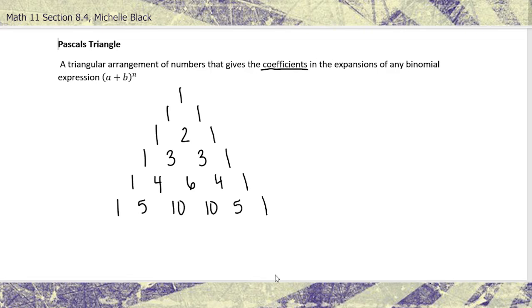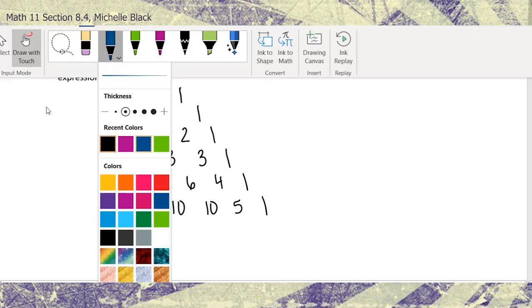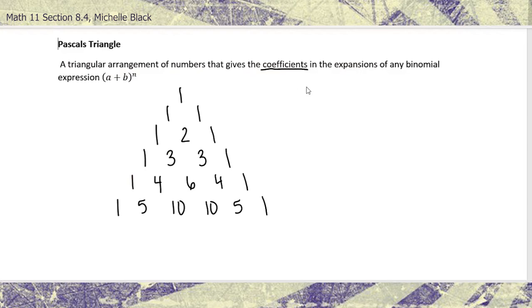And so on. Now, what does this actually refer to? So this first row here, where we just have a 1, is referring to the coefficient for our binomial expansion of a plus b to power 0, which is just 1.